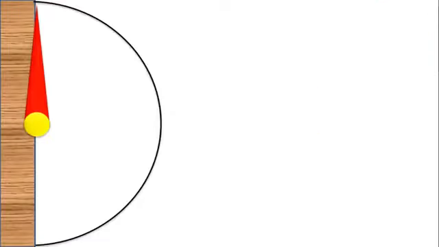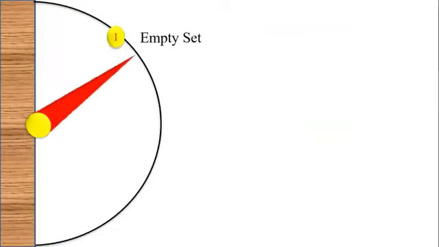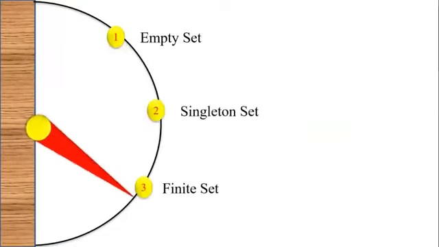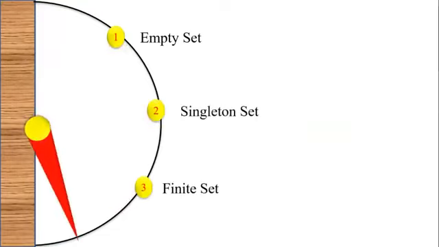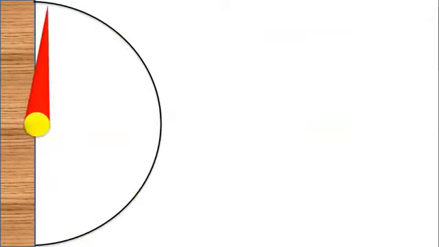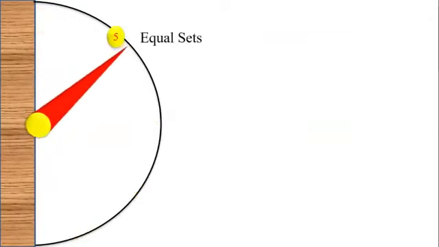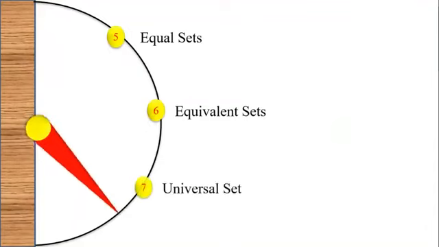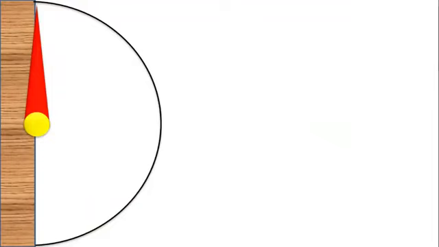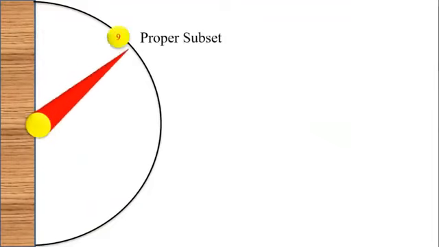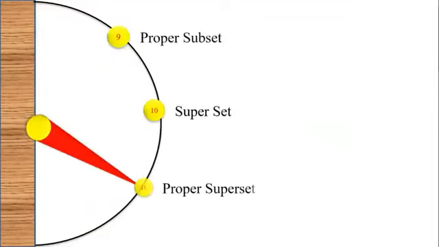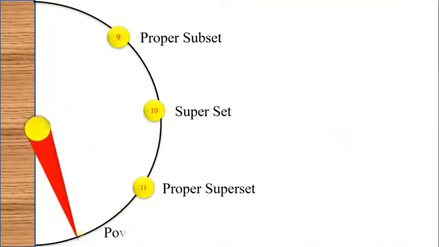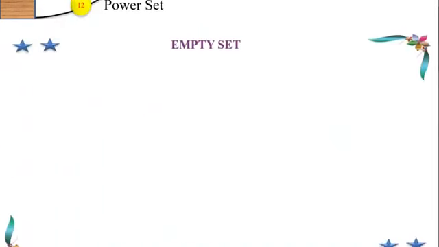Next, let us consider types of sets. The first one is empty set. The second one is singleton set. Third one is finite set. Fourth one is infinite set. Fifth one is equal sets. Sixth one is equivalent sets. Seventh one is universal set. Eighth one is subset. Ninth one is proper subset. Tenth one is superset, eleventh one is proper superset, and twelfth one is power set.